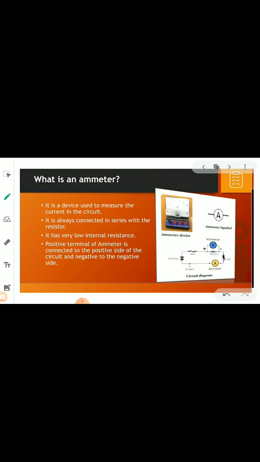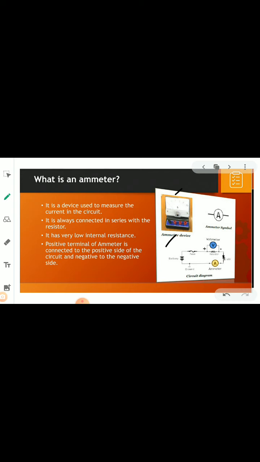Now, how is the current measured? There should be an instrument to measure current, and that instrument is nothing but the ammeter. So what is an ammeter? It is a device used to measure the current in the electric circuit. I remember I had shown you this device in 8th standard while learning the concept of chemical effect of electric current. The ammeter device was shown to you all.